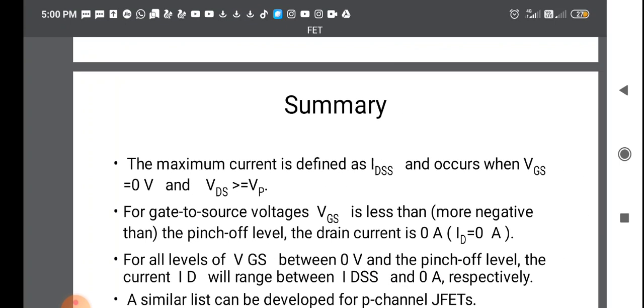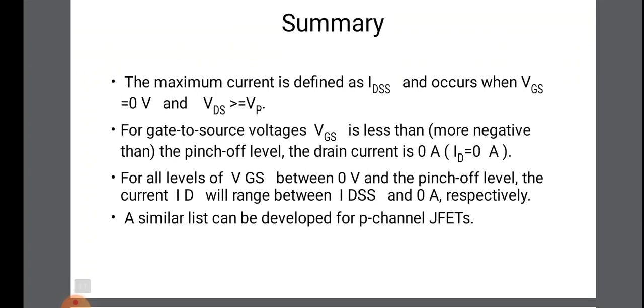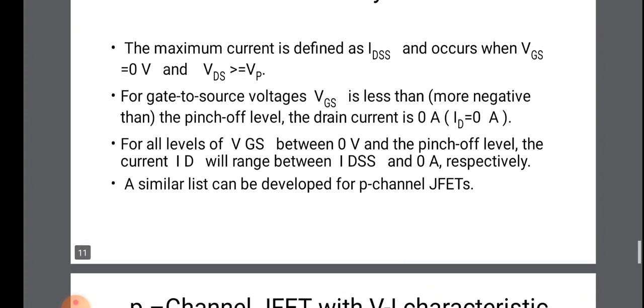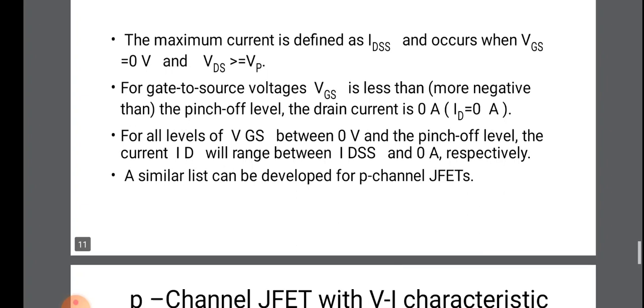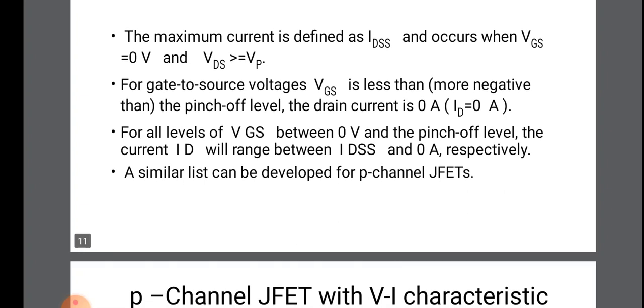So, summary of the FET: the maximum current in a FET is called IDSS. You can achieve that only if VGS is 0 and VDS is equal to or larger than the pinch off voltage, because before that the current is a function of VDS. But when we talk about IDSS, that is the maximum value. So even if you increase the drain to source voltage, the current should not change. That happens only if VDS is larger than or equal to the pinch off voltage.